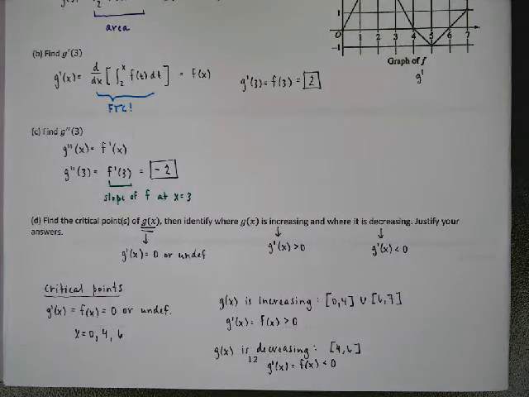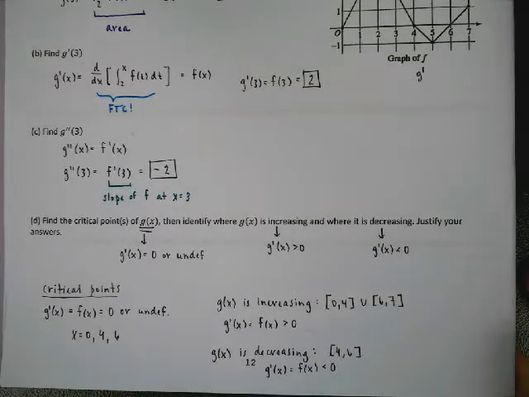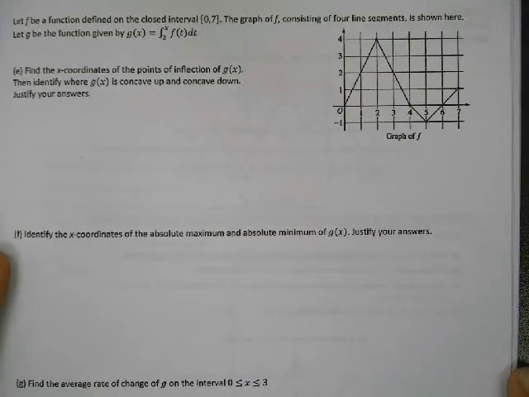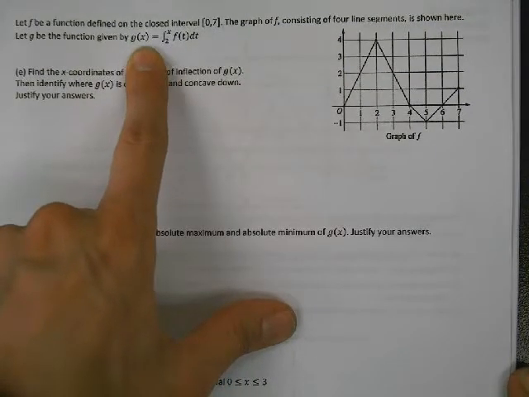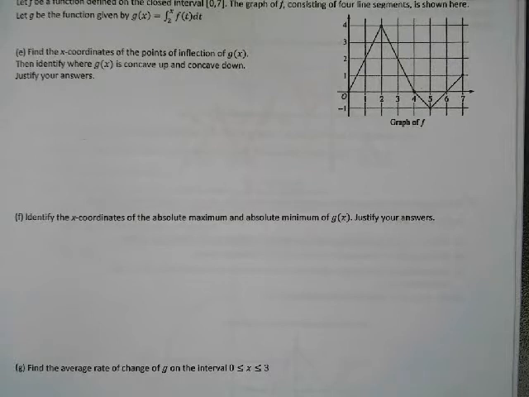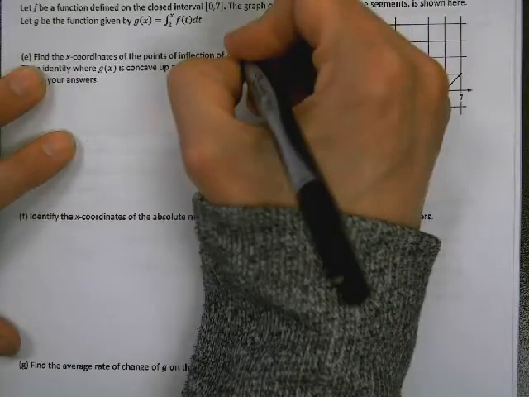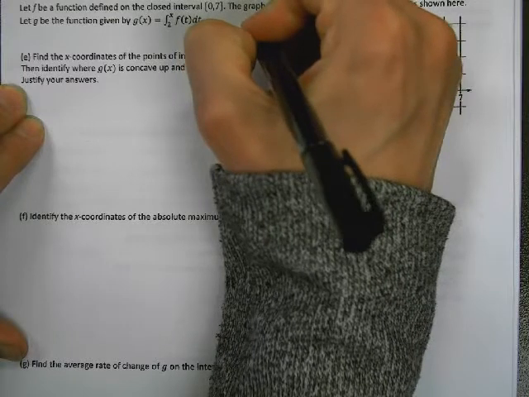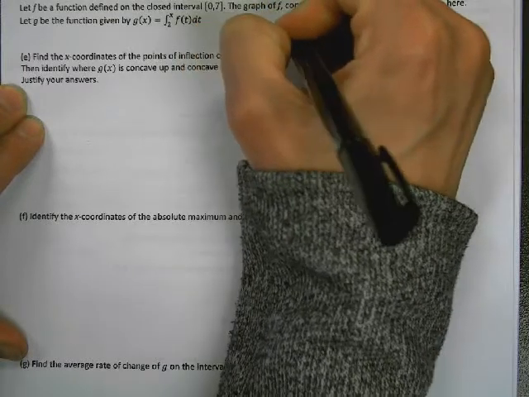We're still working with the same graph, and we're going to get in a little bit deeper here. Again, I have my same accumulation function. And now in part E, we're looking for the x-coordinates of the points of inflection of g of x. Now, here's where we have to remember about points of inflection. If I'm looking for the points of inflection of g of x, I know that's where g double prime of x is equal to 0, or where it's undefined.